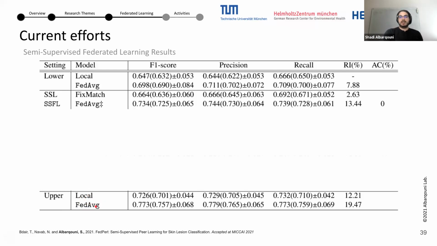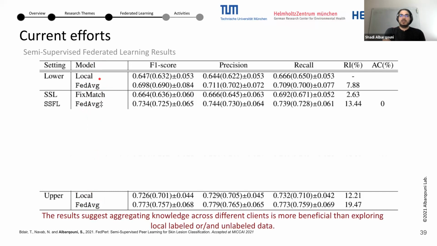The most interesting result here is that the FedAvg model is outperforming all local models, no matter whether you leverage the unlabeled data or reveal the labels or not. This suggests that aggregating knowledge across different clients is more beneficial than exploiting local labeled or unlabeled data. It's even better than SSL approaches, like this FixMatch approach.